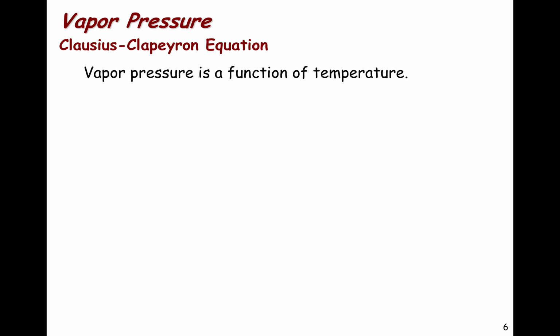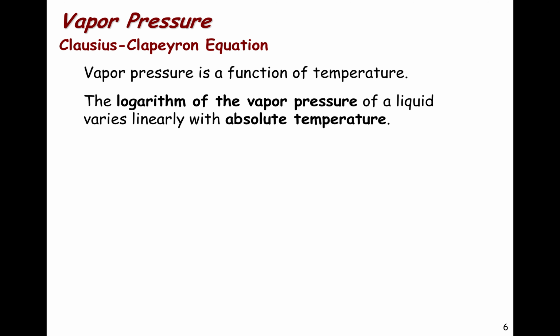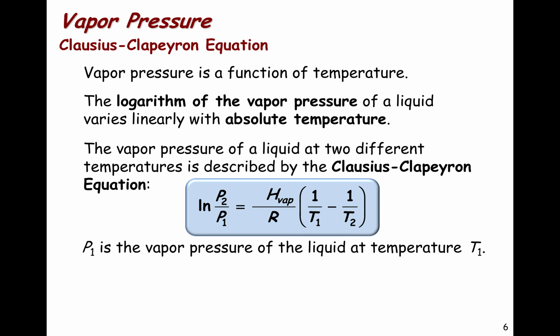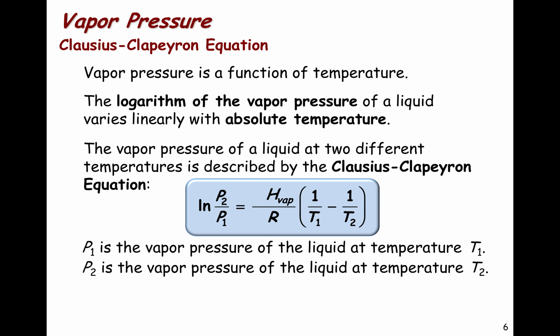It turns out that the Clausius-Clapeyron equation can be used to predict the relative vapor pressures of a particular liquid at two different temperatures, and this turns out to be a logarithmic relationship between the vapor pressure and the temperature in Kelvin. The equation is shown here, where the natural log of the ratio of two pressures is equal to the change in the enthalpy of vaporization divided by the gas constant times the difference in the inverse of the two different temperatures. So again, the variable P1 is the pressure under one condition of temperature, and P2 is a second condition of pressure and temperature.